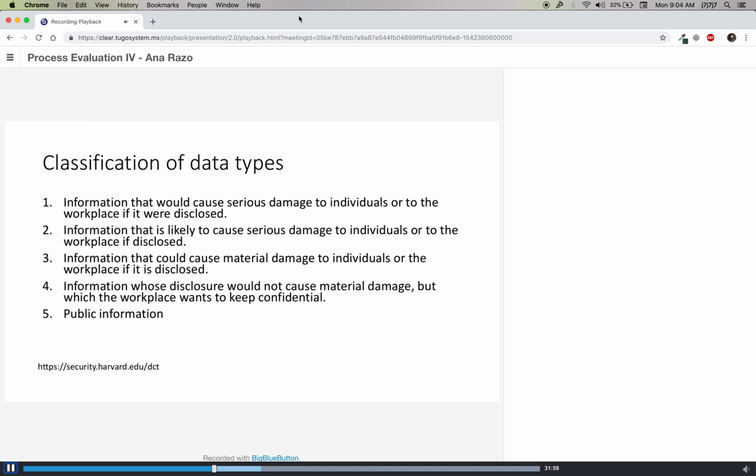Another set of information has to do with information that is likely to cause serious damage to individuals or to the workplace if it is disclosed. Therefore, we need to keep this information and guarantee that it is safe. So what type of information are we talking about?